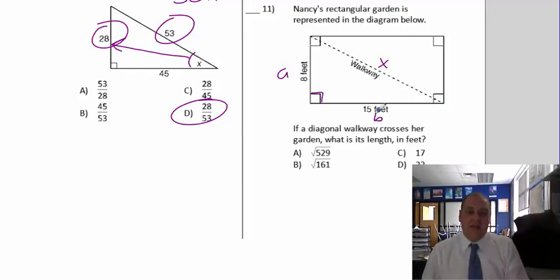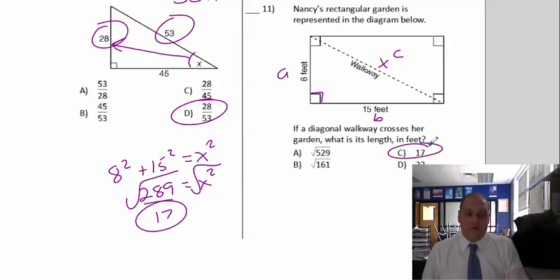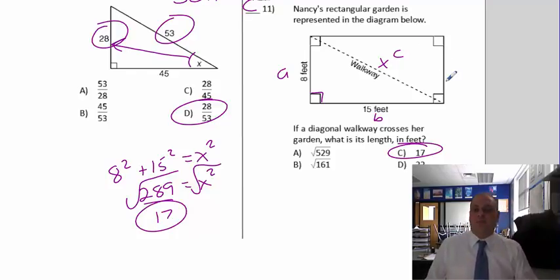A, B, C. Okay, so it's going to be 8 squared plus 15 squared equals x squared, and that's going to be 64 and 225, 289 equals x squared, and then the square root of 289 is 17. So it's going to be 17 for the walkway there. Just Pythagorean Theorem, finding the hypotenuse.